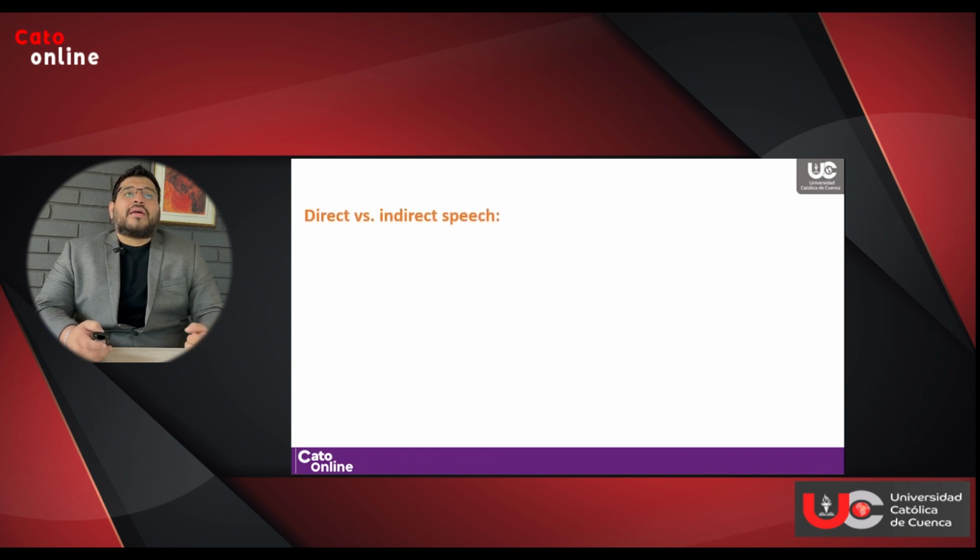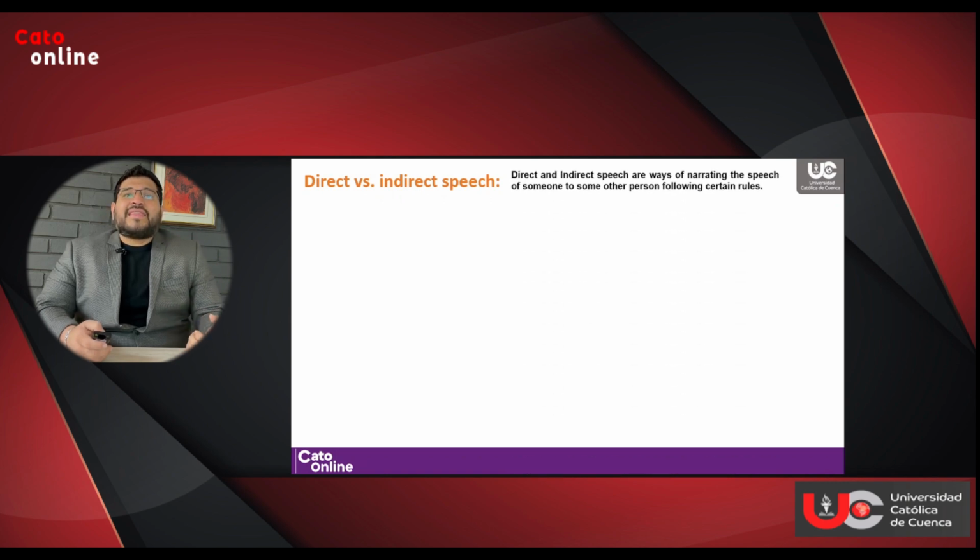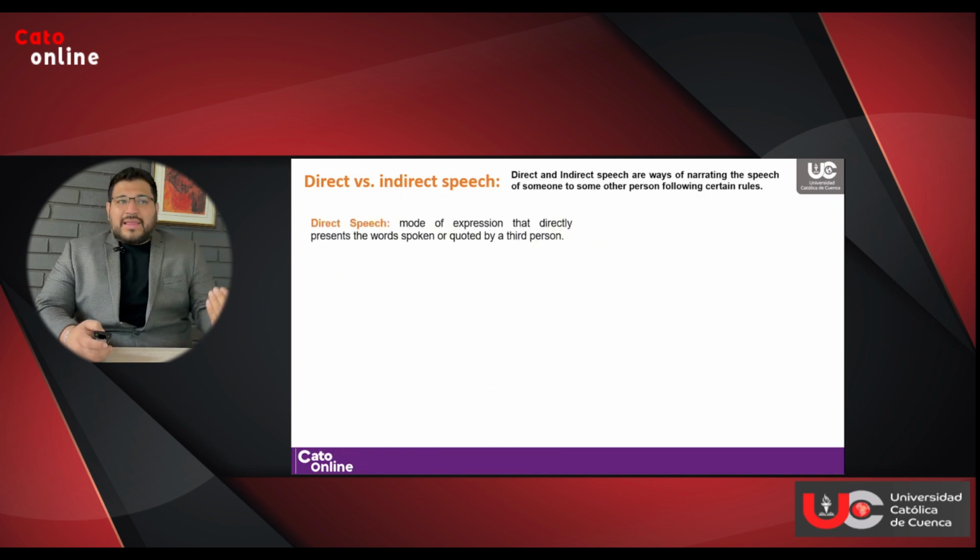So let's talk about one of these speech acts, which categorizes into direct and indirect speech. In this matter, they differ. They are ways of narrating the speech of someone to some other person following certain rules. So, what is a direct speech? It is a mode of expression that directly presents the words spoken or quoted by a third person.